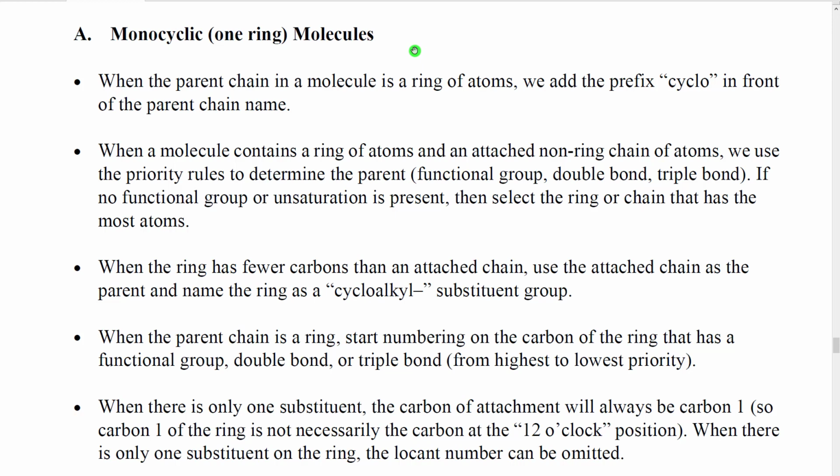In monocyclic molecules, the parent chain can be a ring of atoms. What we have to do is consider separately the ring of atoms and then the length of any chains attached. If the number of atoms in the ring is larger than the number of atoms in any of the chains, then the parent will be the ring. In contrast, if one of the chains is longer, has more carbons or more atoms in it than the ring, then the ring will be a substituent.